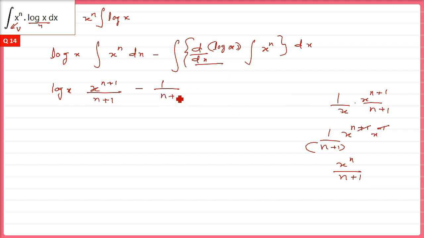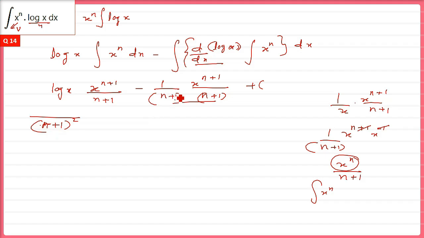So this 1 by n plus 1 can be taken outside, it is just a constant. And the integration of x to the power n has already been done, which is x to the power n plus 1 divided by n plus 1, plus a constant of integration. Now this denominator will become n plus 1 whole square. So we have n plus 1 whole square, which you can take common because it is the denominator. I'm just making it simpler.